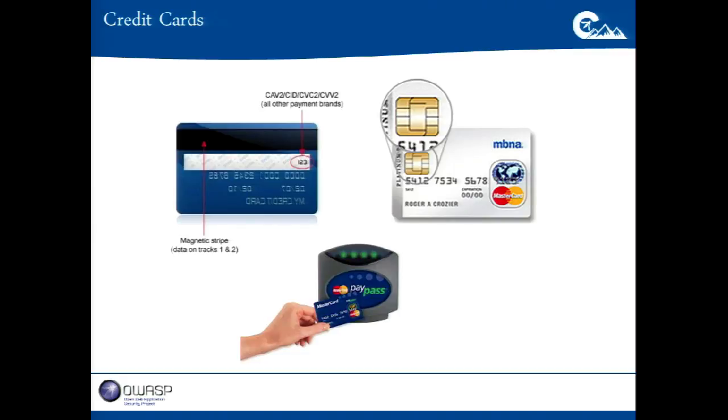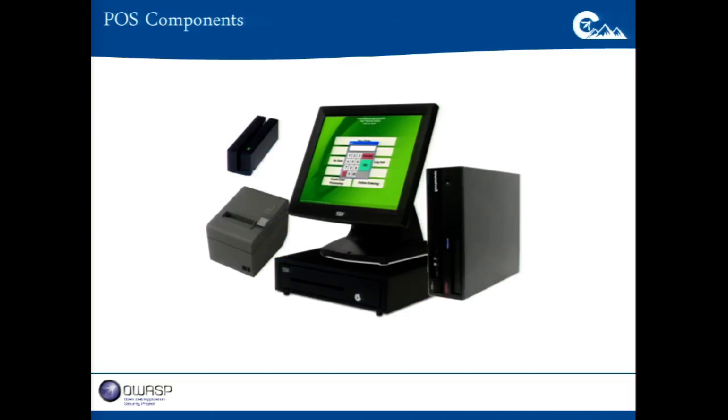So the slide here says CVV2, CID, and we'll go into details of this in a few minutes. So this is what a common POS terminal looks like. Now again, no surprise here. You have your typical touchscreen monitor, you have a processing unit, you have your cash register, a printer, and most important, a credit card reader.